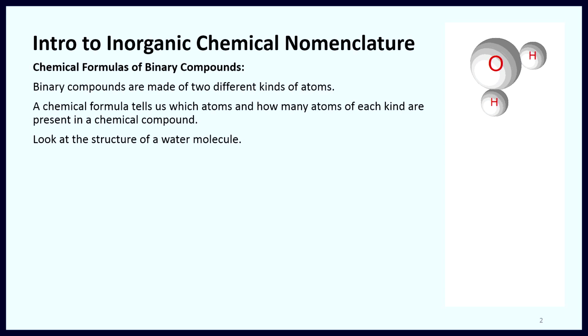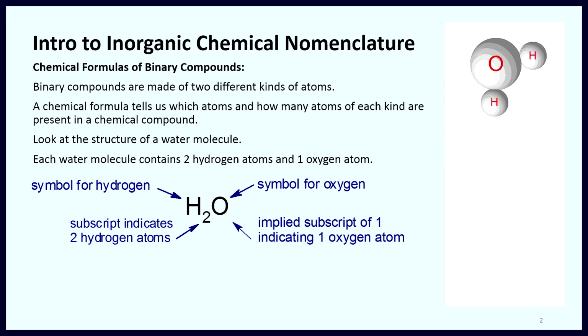Look at the structure of a water molecule. We can see that each water molecule contains two hydrogen atoms and one oxygen atom. So how would we write the formula for this molecule? Well, H2O. We see that the symbol for the element hydrogen is shown, H. The symbol for the element oxygen is shown, O.